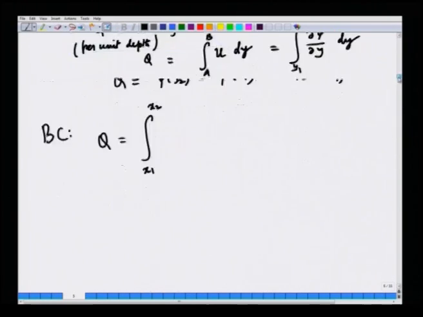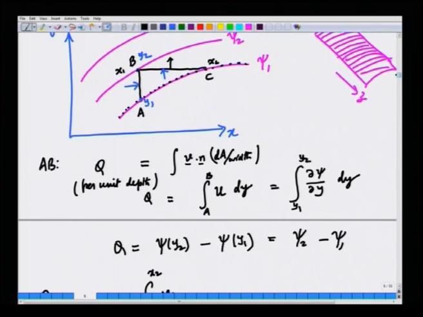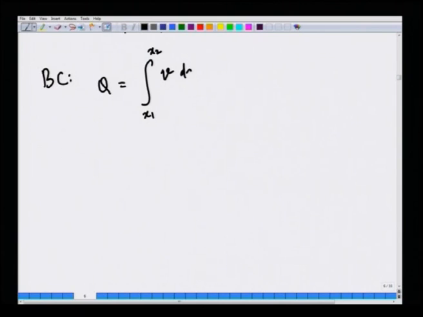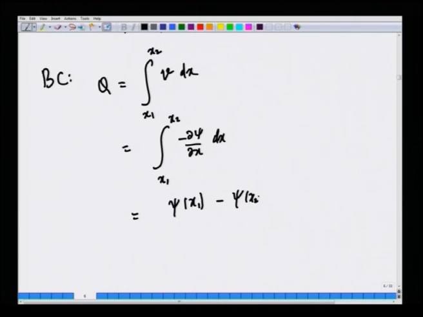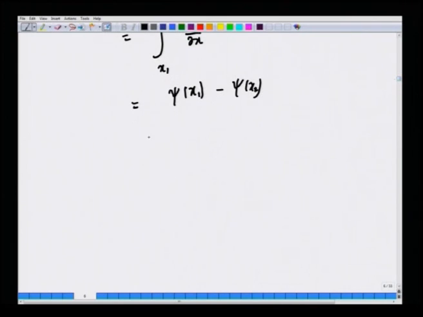Okay. Volumetric flow rate between these 2 points: V dy, V dx, because the area of it is going to be integrated along the x direction. So, dx, V is nothing but minus partial psi by partial x dx. So, this is psi of x1 minus psi of x2. Now, psi of x1 is psi 2, because x1 lies on this psi 2 line, psi of x2 is psi 1. So, this is nothing but psi 2 minus psi 1.